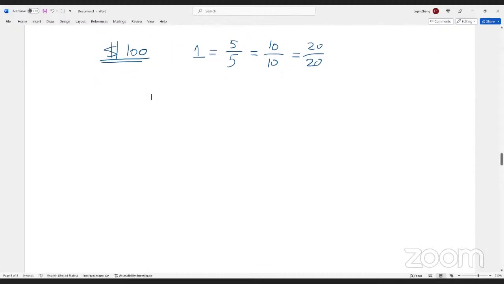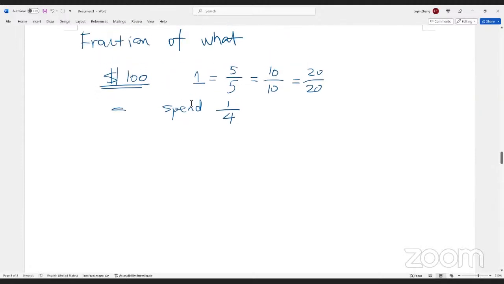Okay. So first of all, if we spend a quarter, what we spend is $25. And the remainder, in fraction, is 1 take away 1/4. It equals 3 out of 4. And in money, it equals 75. That's the remainder.